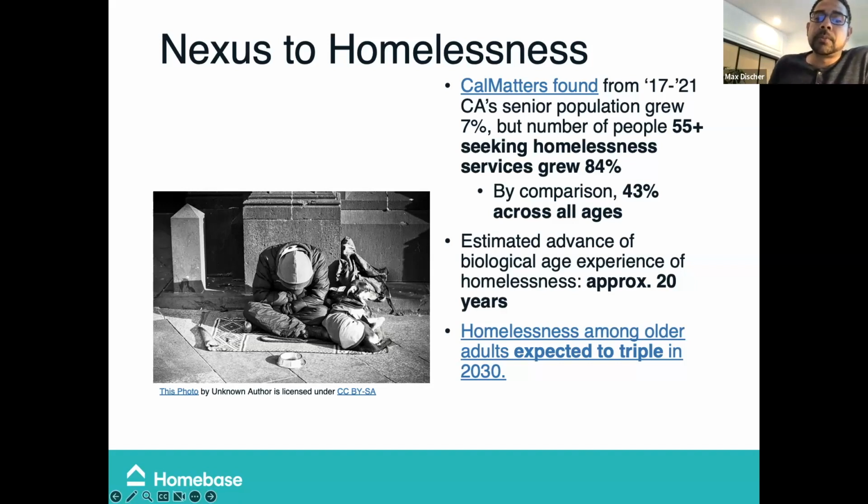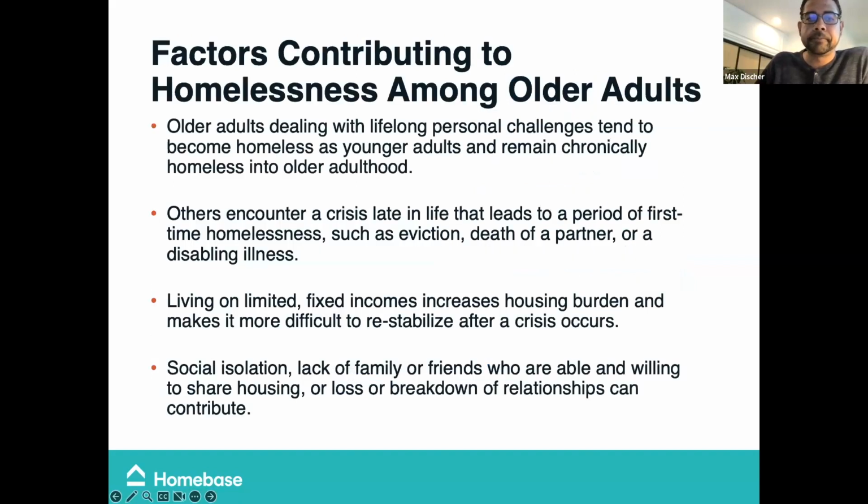In addition, homelessness among older adults is expected to triple in 2030. So as I said earlier, the rate of older adults seeking homeless services and housing is going to grow very quickly over the next several years. What are some of the factors that are contributing to homelessness amongst older adults? Older adults are dealing with lifelong personal challenges that tend to become homeless as younger adults, and they remain chronically homeless into older adulthood.